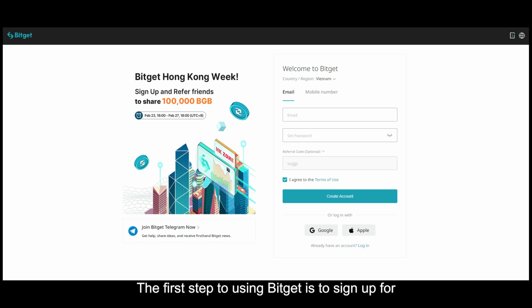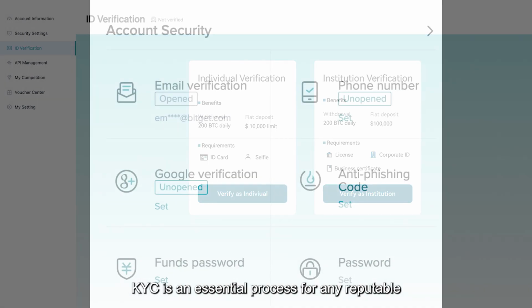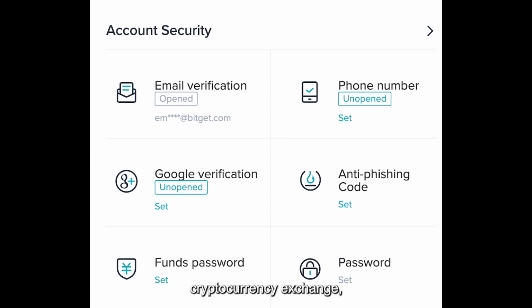The first step to using Bitget is to sign up for an account. Signing up for an account is straightforward, and you can sign up using your email address or phone number. Once you have signed up, you will need to complete the KYC verification process to start trading. KYC is an essential process for any reputable cryptocurrency exchange, and it involves providing personal information to verify your identity.